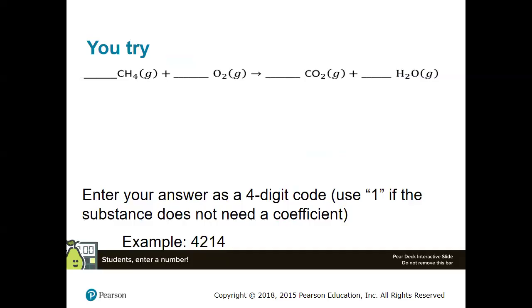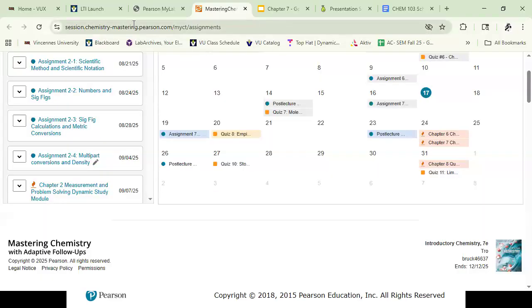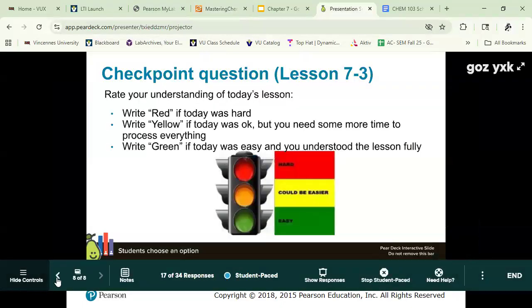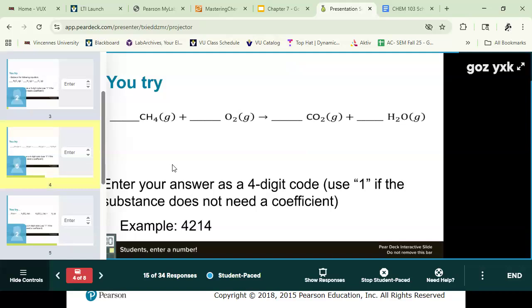All right, let's look at another one. This one is in PearDeck. We're going to do it together, but I want you to get the participation credit points while we do it. So if you are in PearDeck, you want to look for slide number 4.